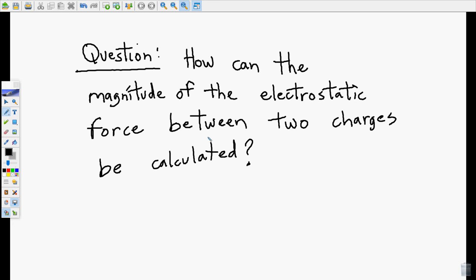So today's question is, how can we calculate the magnitude of the electrostatic force between two charges? How can the magnitude of the electrostatic force between two charges be calculated?